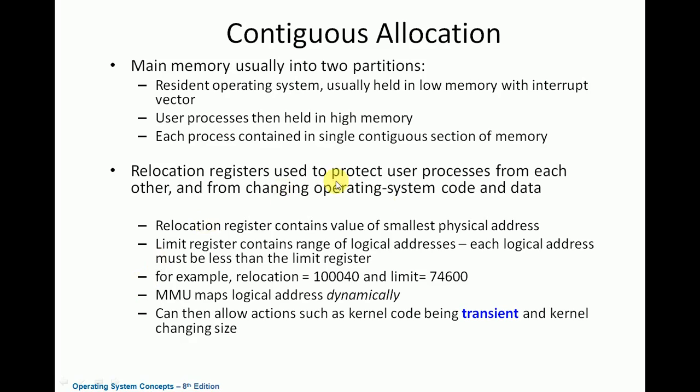So one kind of protection is provided by using relocation registers, which we already studied. Here the relocation register contains the value of the smallest physical address. The limit register contains the range of logical addresses. Each logical address must be less than the limit register. For example, the relocation register is holding the value 100040, and the limit is the range, that is 7460.